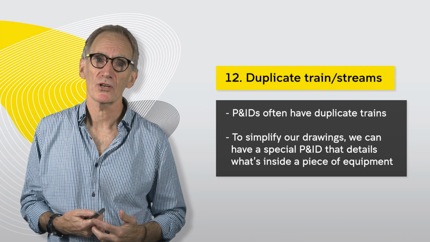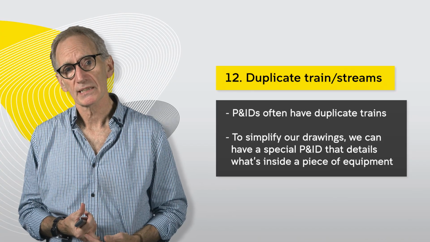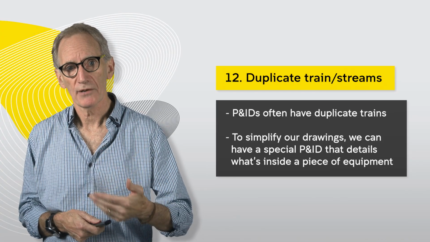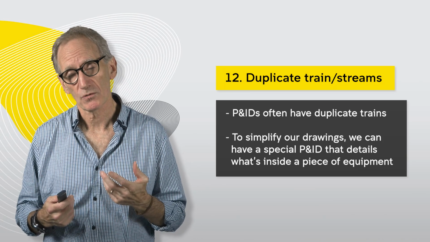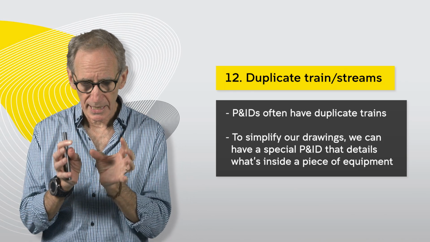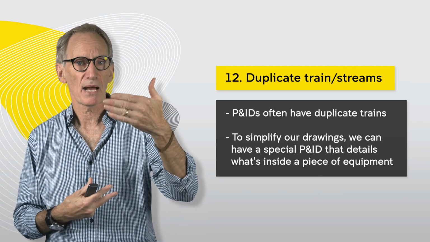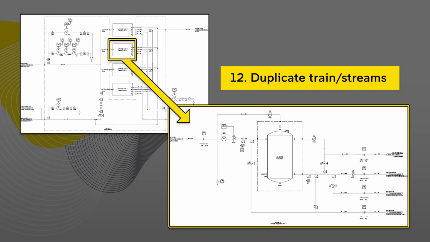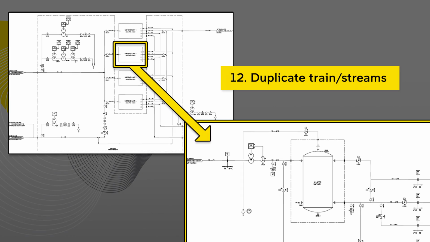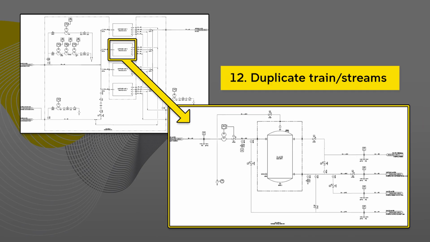We have a lot of equipment that's shown on our P&IDs, and often we have duplicate trains. It's not necessary to show all the detail on every duplicate train. We can simplify our drawings by having maybe a special P&ID that details what's inside a piece of equipment, and then just on a master P&ID that shows the overall scheme, the parallel units, but just as a box. And there's an example here that you'll see on the screen. What you can see from this image is we have multiple process trains in parallel. They're just shown as a simple box. And then we have a separate drawing that shows the detail inside that box.